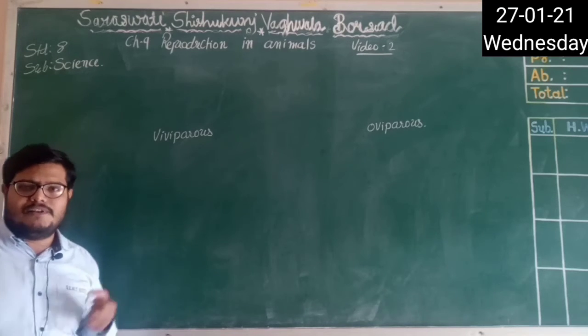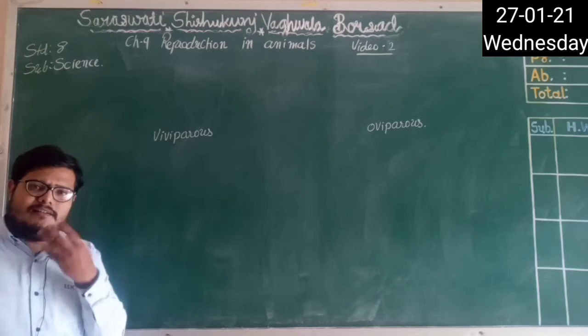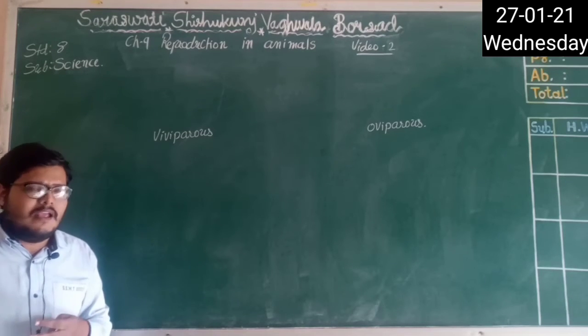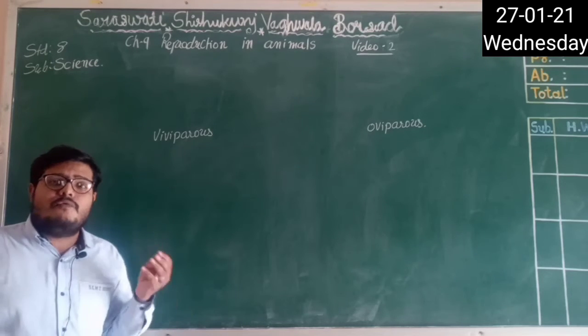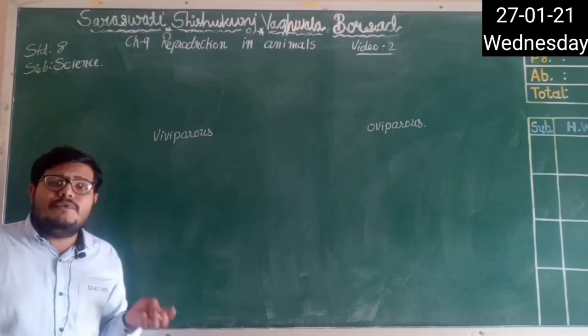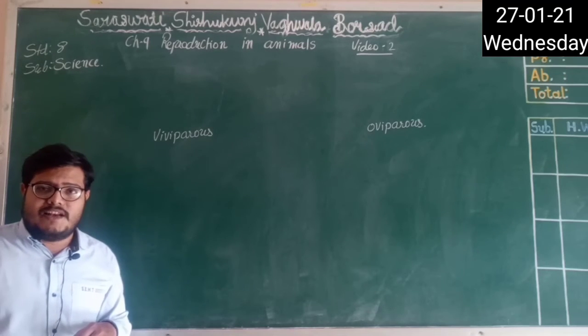Now which kind of animals? We have many examples. If we talk about viviparous animals, there are human beings, tiger, lion, elephant, and many more. When we talk about oviparous animals, there are small animals like fishes, frogs, and many birds, most of the birds. Those are oviparous animals.